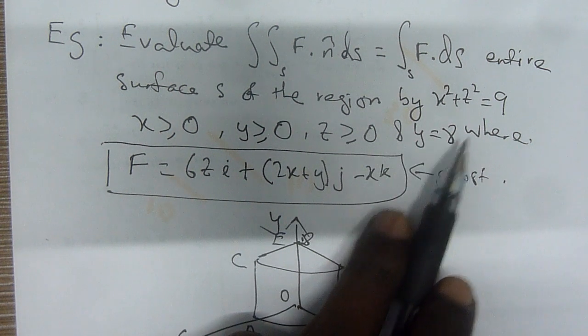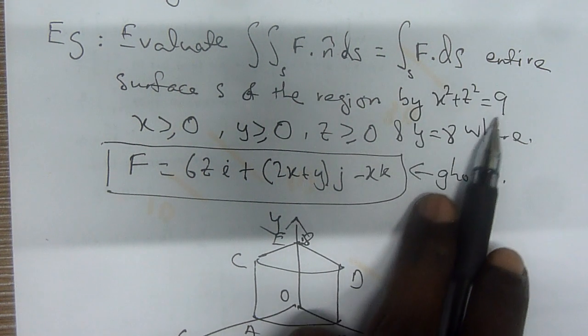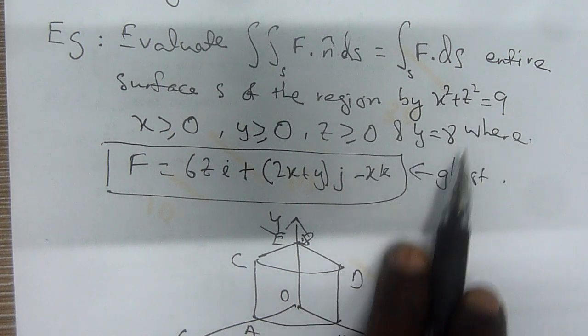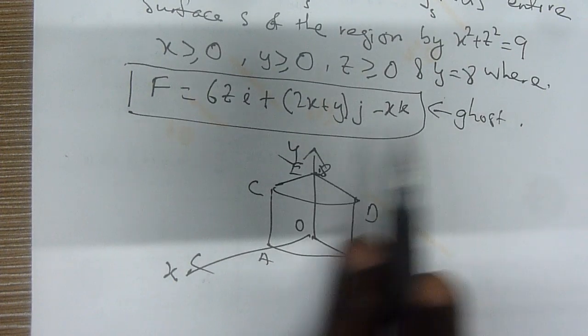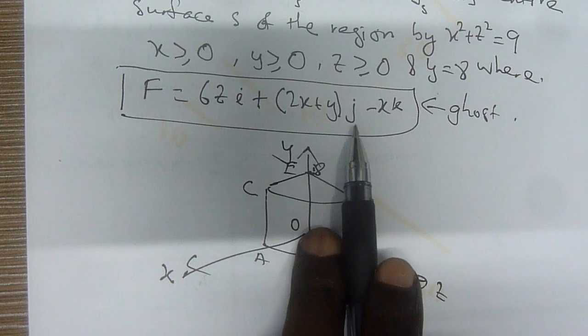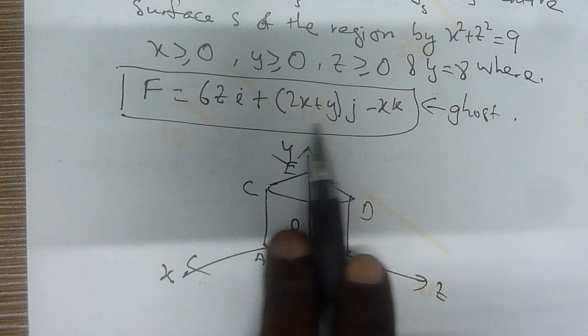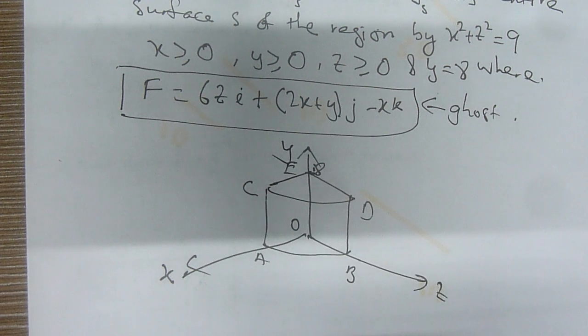And y equals to 8, and this is a circle. You can see the circle, and you're pulling the circle along y. You can also see the force involves K. Three combinations.